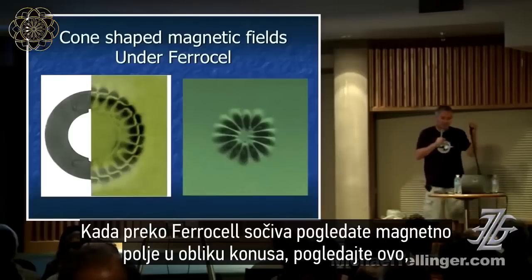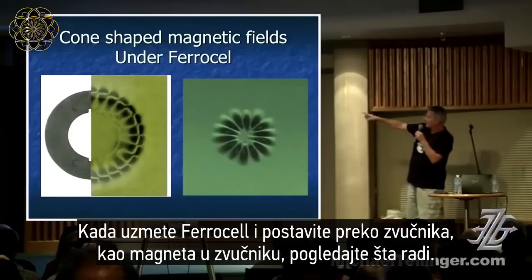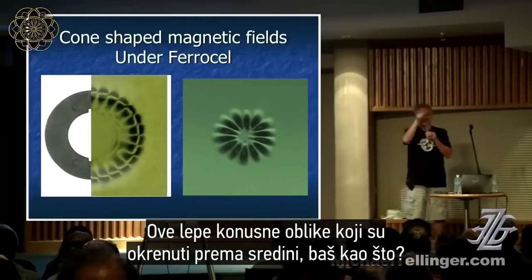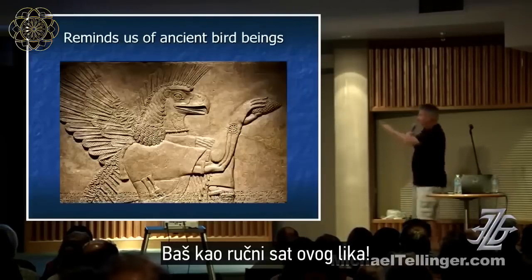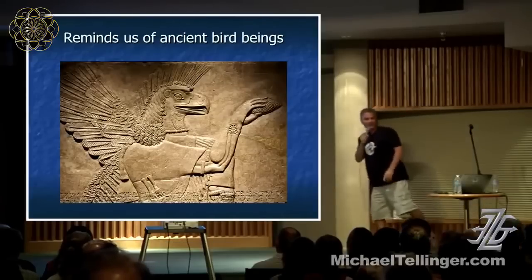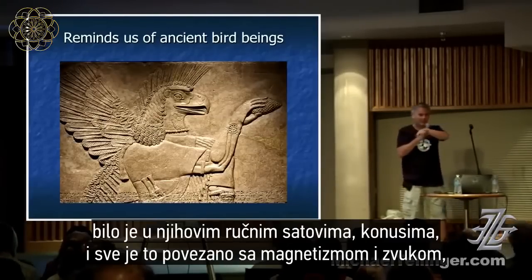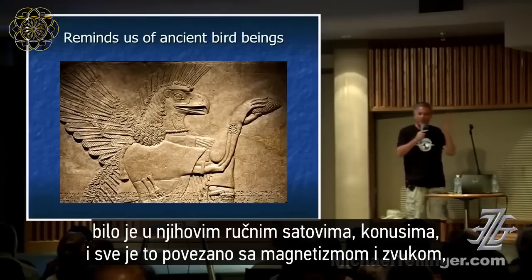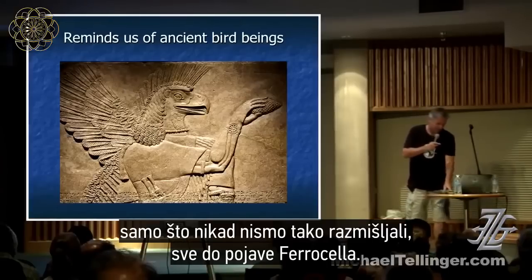When you look at the cone-shaped magnetic field under a ferrocell, look at this. When you take a ferrocell and put it over a speaker magnet, look what it does. These beautiful cone shapes that face the middle, just like what? Just like this guy's wristwatch. Can you start seeing why I'm suggesting that these guys are using technology? It was in their wristwatches, they had the cones, all to do with magnetism and sound. We just never saw it like that until we got the ferrocell given to us.